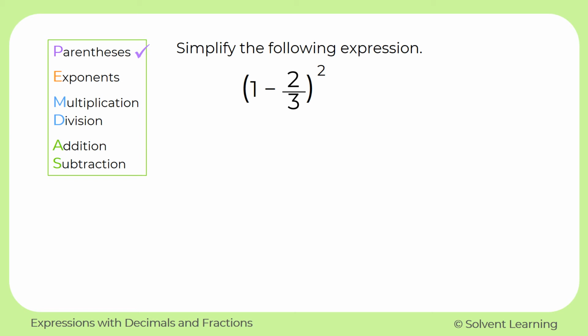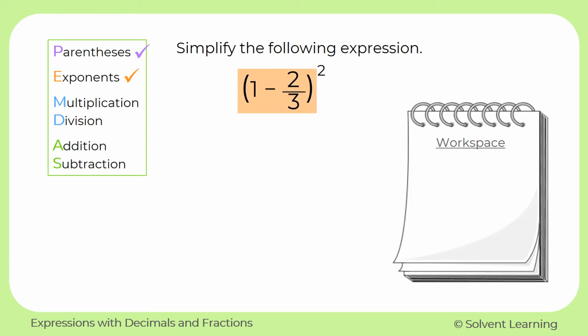And then the other thing that we have is an exponent. Notice that we have a 2 written outside of the parentheses. It's written a little bit smaller and a little bit higher than the rest of the problem. So we can recognize that it is an exponent. We can also call it a superscript when a number is written up higher than the rest of the numbers. Okay, so we know we need to start within the parentheses first. We need to do the 1 minus 2/3.